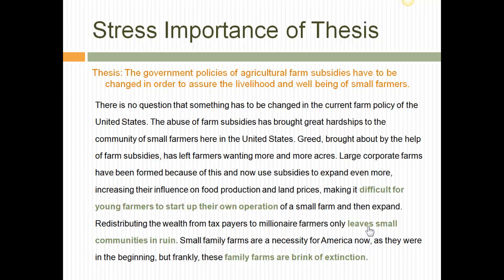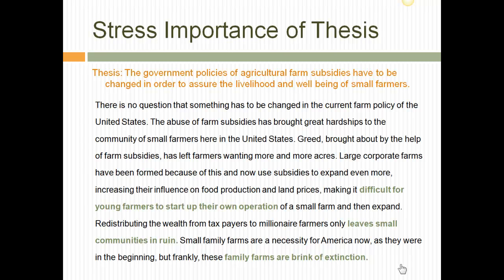And then now this is where we get into stressing the importance. Because these policies need to be changed and they're not working correctly, it is difficult for young farmers to start up their own operations. The small communities are left in ruins because of the subsidy inadequacies and the fact that they go to corporate farms, and family farms are on the brink of extinction. Okay, so these are strong images and ideas to leave us with, and they stress the importance of this idea that subsidies need to be changed, or the policies need to be changed.